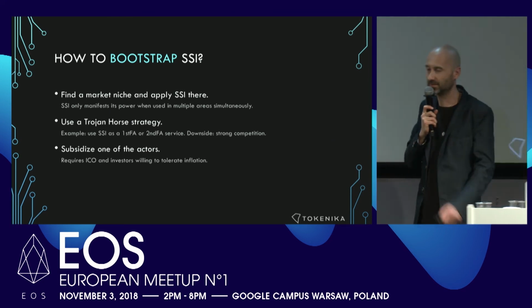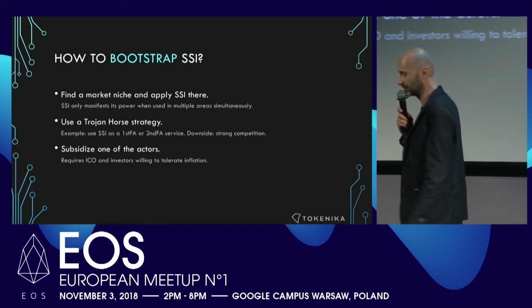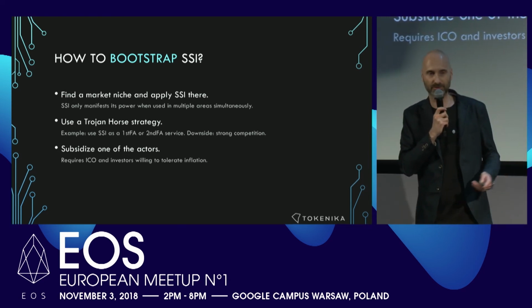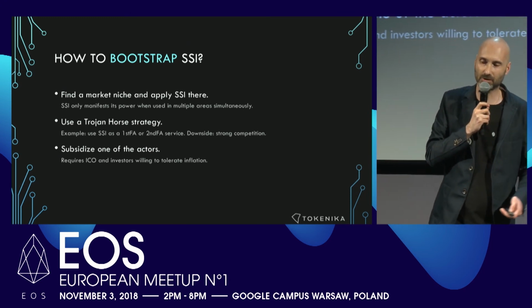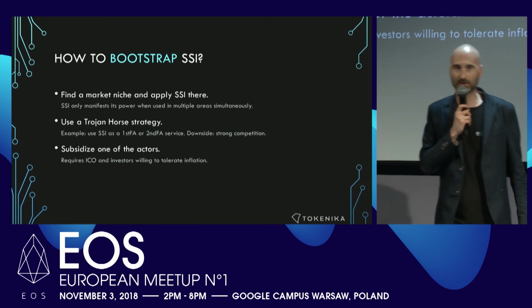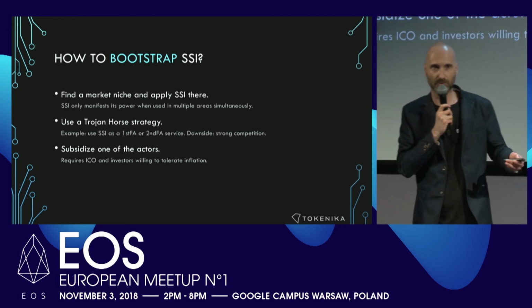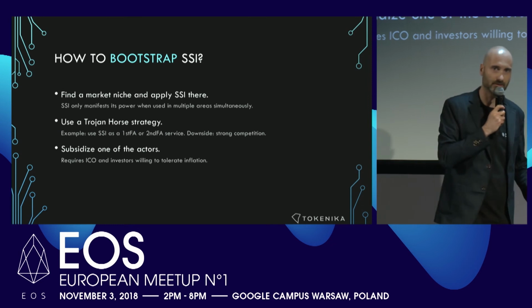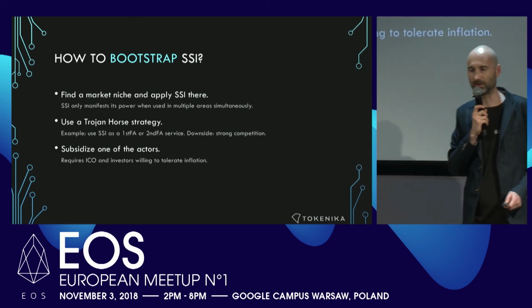So in this case, we could do this. We could just pay service providers for accepting new users using this new paradigm, but it's very costly because we would have to do it on a massive scale. So this definitely requires an ICO, and then we could distribute tokens from the ICO and subsidize one of the actors to bootstrap the whole thing.